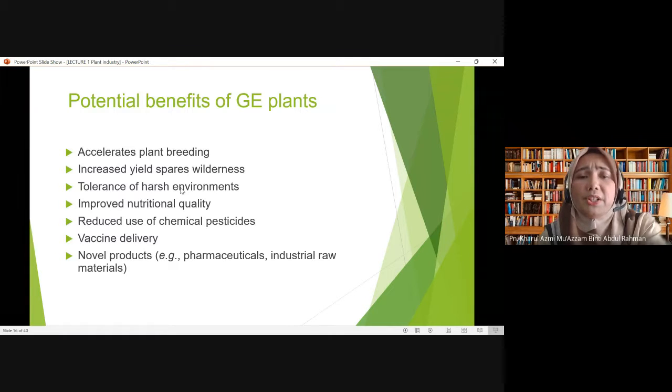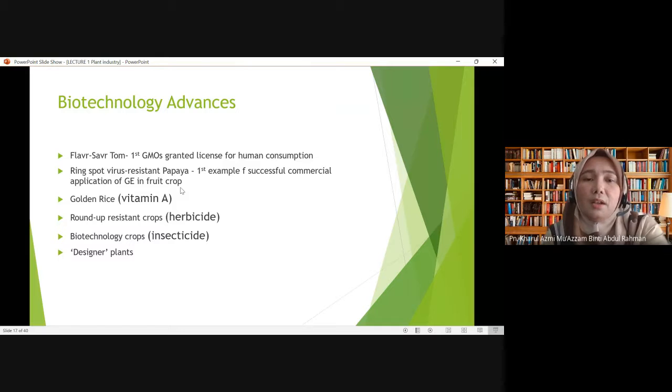Pest or pathogens. And then for the vaccine delivery, boleh juga kita guna untuk menghasilkan vaksin. And then novel product, for example for the pharmaceutical purpose, untuk dikaji tentang adakah pokok ni boleh dijadikan ubat-ubatan ke, industrial raw material ke, boleh juga ya, daripada genetically engineered plants. Okay, so this is the biotechnology advances. Okay, so this is more like, for example, Flavr Savr tomato, which is the first GMO granted license for human consumption.